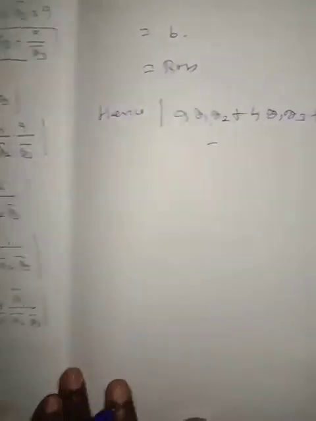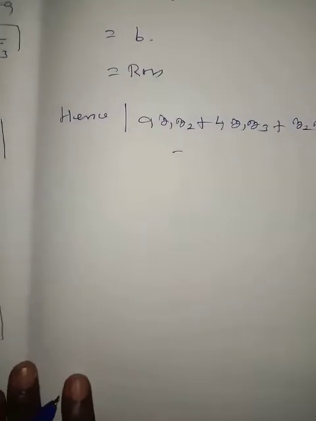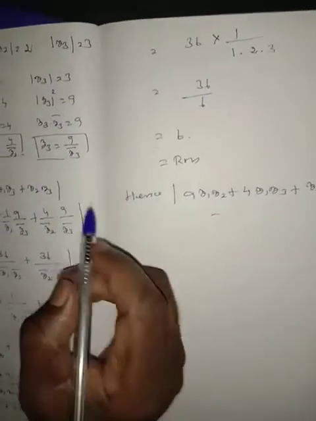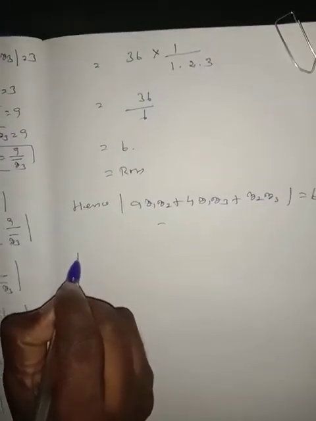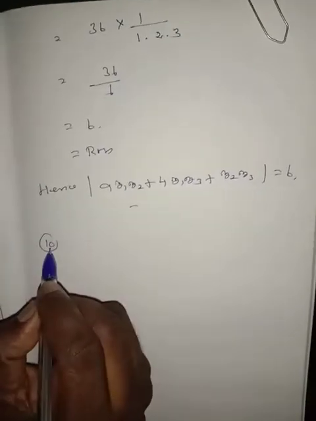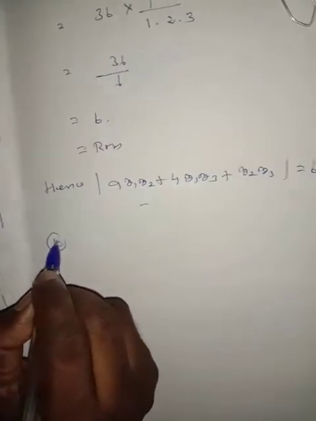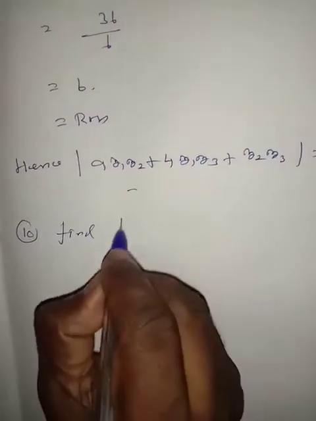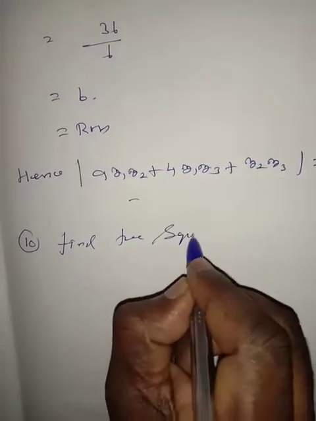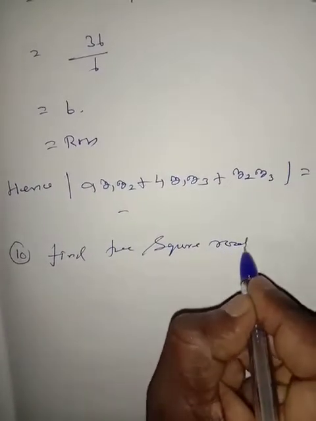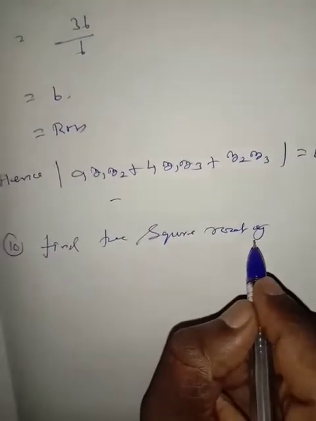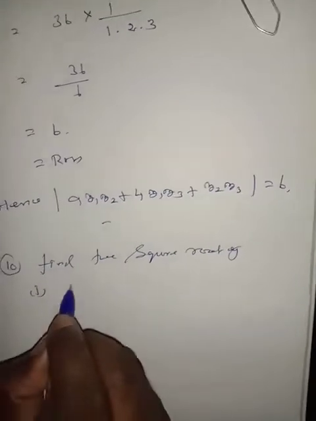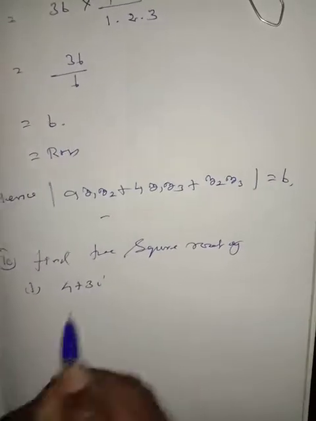Next, sum number 10. Find the square root of the complex number, subdivision number 1: 4 plus 3i.